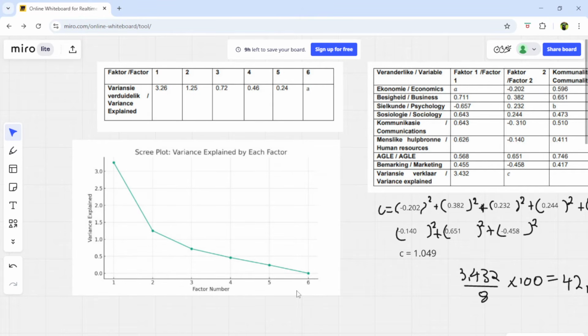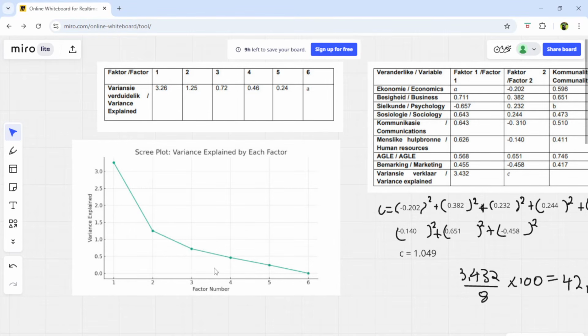Now, according to the Scree plot, we only extract factors from where the graph starts to flatten. If you look at this graph here, it's very steep from here up to this point, and then from this point it starts to bend, but I would say that it actually starts to flatten from this point over here.